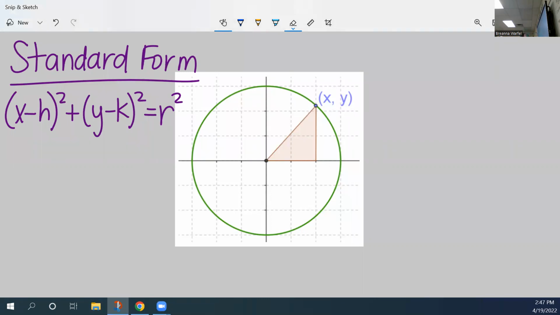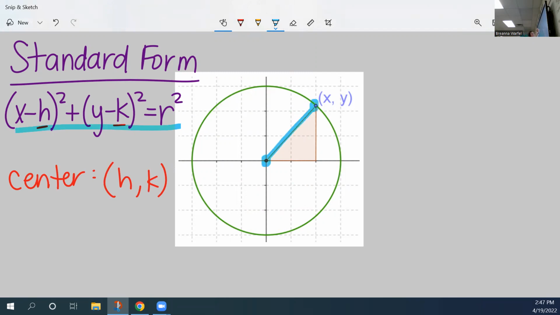Your equation at the top says standard form, and it says x minus h squared plus y minus k squared equals r squared. Well, r is the radius, we know that. But this h and this k right here represent the center. Anytime you see h, comma k, that is the center of the circle, okay? This entire equation stems from the Pythagorean theorem. If you look here, the center and the point create a radius, and if you create your right triangle, we can use the Pythagorean theorem to solve for r at any given point.